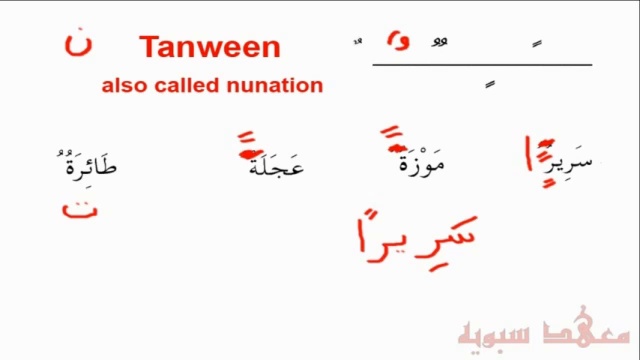Finally, just the meanings of these words. So sarir with the tanween is a bed. So mawzatun is a banana. Ajalatun is a bicycle. And ta'iratun is a plane.